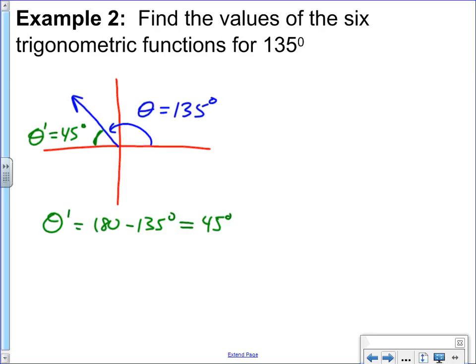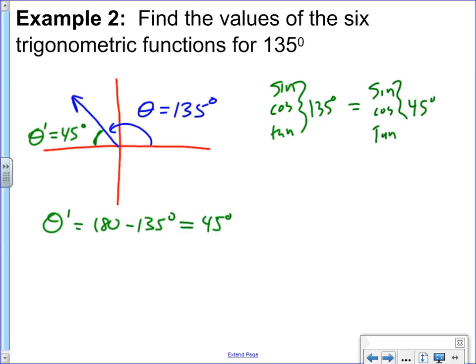So again, when you do sine, cosine, tangent of 135, all of that is the same thing as the sine, cosine, tangent of 45 degrees. But because of All Students Take Calculus, sine and cosecant will be positive for 135, and they'll be negative for cosine and tangent.